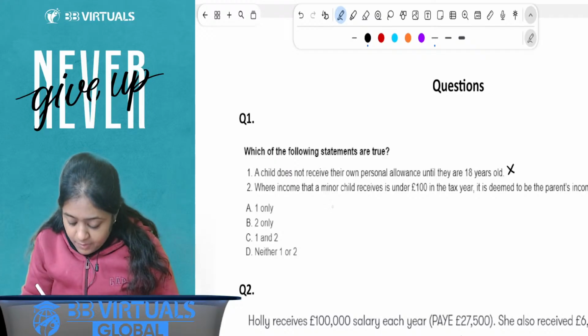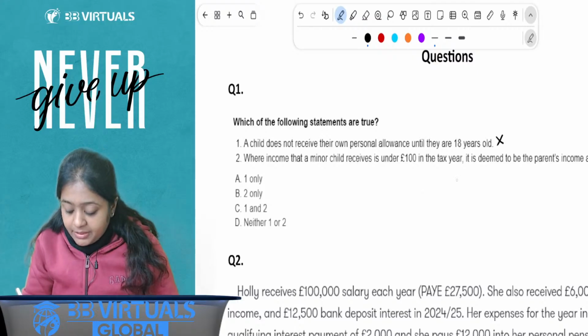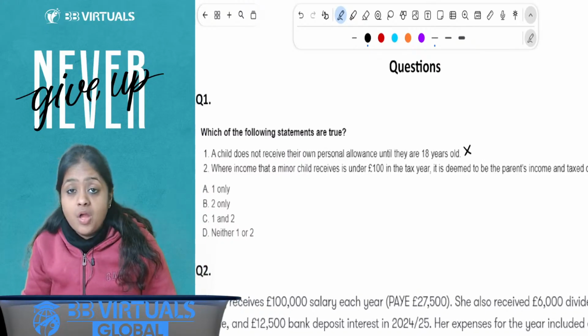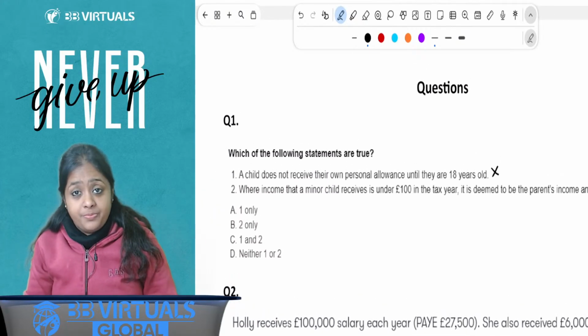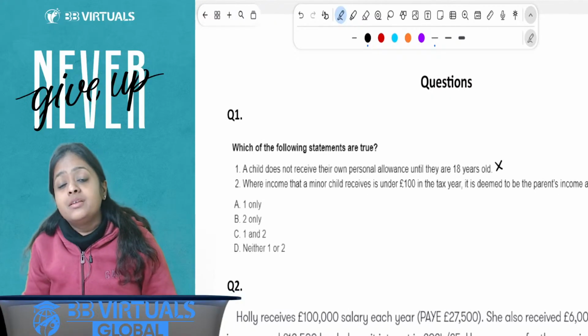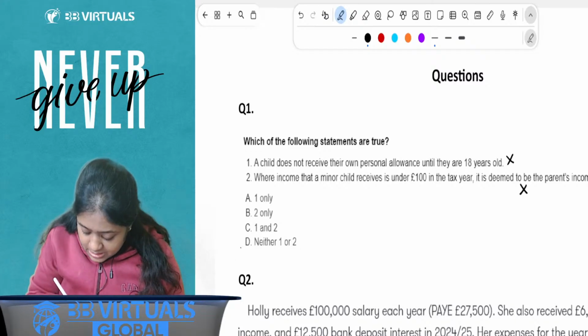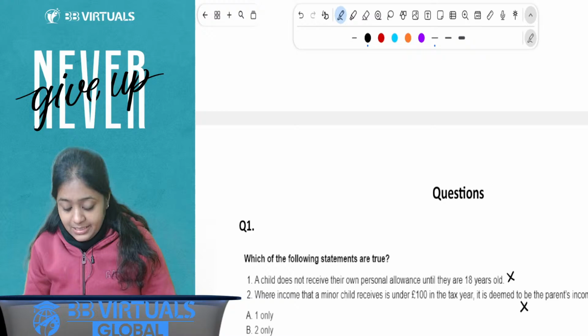Now, where income that a minor child receives is under 100 in the tax year, then it is deemed to be the parent's income. No, if it is under 100, then it is deemed to be the child's income. If it is over 100, then it is deemed to be the parent's income. So this is also wrong. So the answer is D, neither 1 nor 2. Okay, I hope it brought clarity.